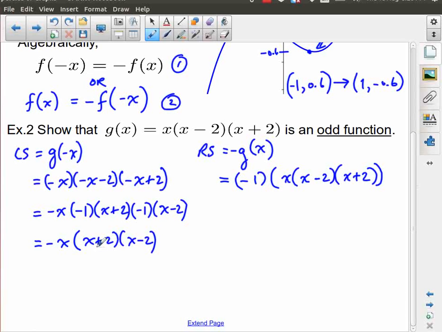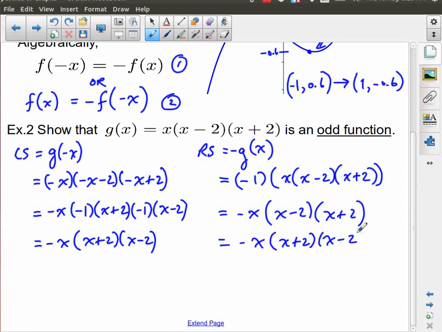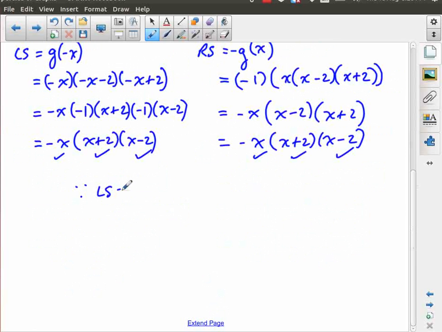And the reason why I'm targeting for this is the x plus 2 and the x minus 2 are already here. So now, on the right side, negative 1 multiplied by x is simply negative x. And this negative 1, when we make this into negative x, essentially it's used up. So this stays x minus 2, and this stays x plus 2. And other than a little bit of rearranging, we have the same expression: negative x, x plus 2, x minus 2. So since left side is equal to right side, therefore g of x in this case is odd. Okay, so there's even and odd functions, working through those algebraically.